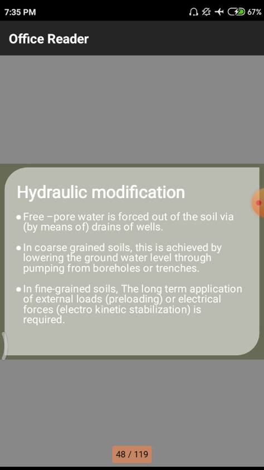Coarse grain soils are simply like our assignments. But fine grain soils are related to our final examination pattern, so for that long span of period we have to use these kinds of applications for dewatering techniques, using different principles like electrolytic stabilization and others.